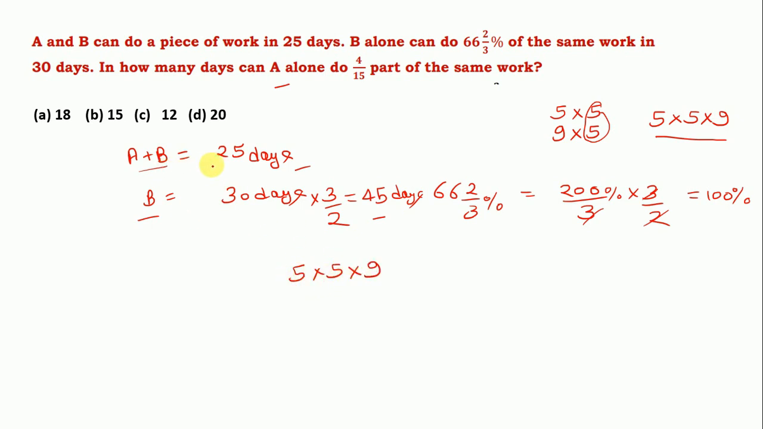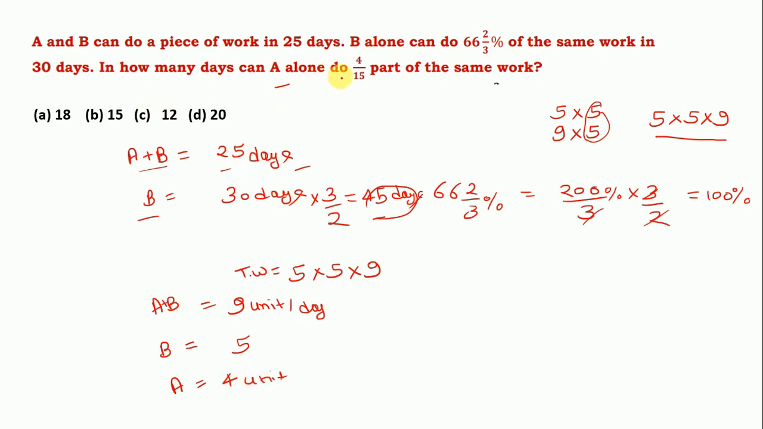So efficiency of A plus B will be 9 units, because the total work is this much and they can do the total work in 25 days. Just divide the total work TW by 25 and you will get 9. And efficiency of B will be total work divided by 45, which means 5. So efficiency of A plus B is 9 units per day, efficiency of B is 5 units per day, so efficiency of A will be 4 units per day.